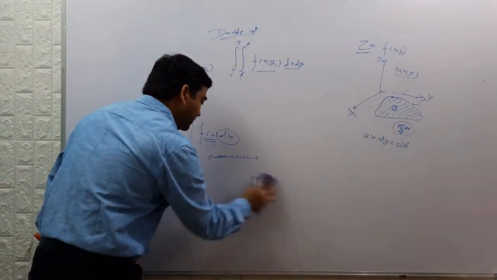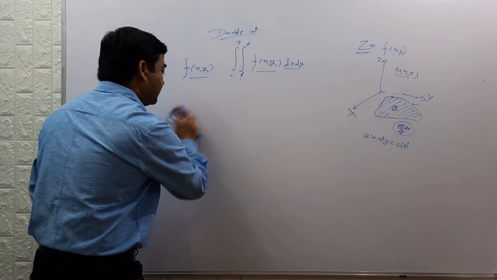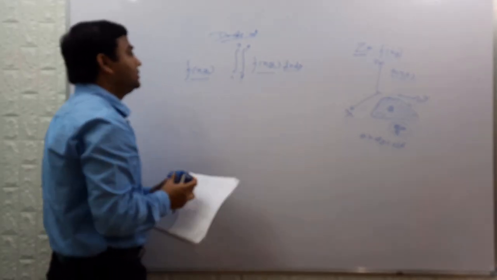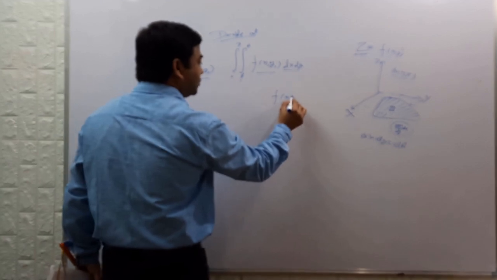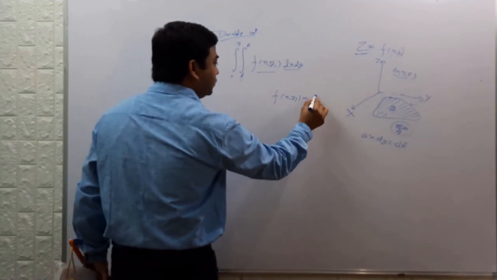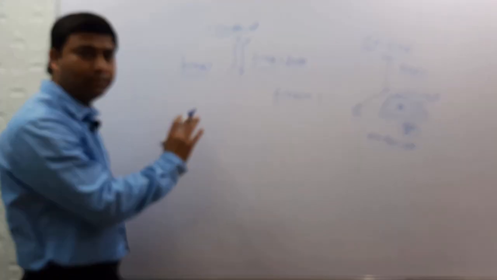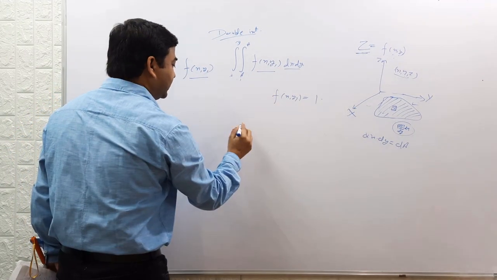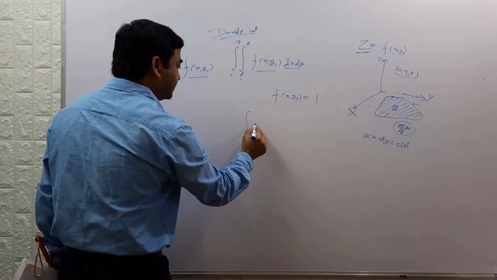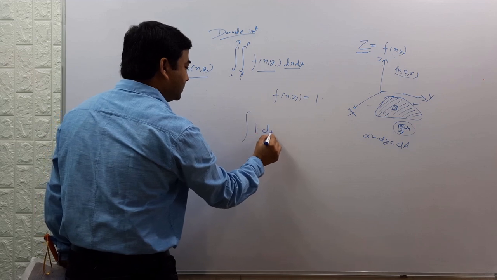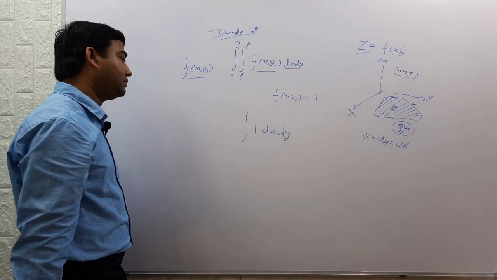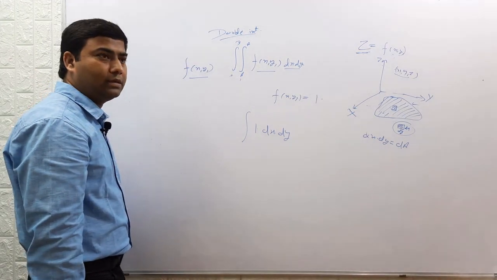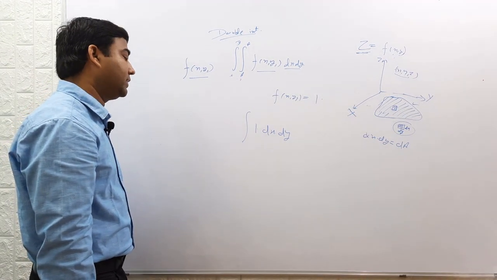Let us take an example. So you see, if f(x, y) is equal to 1, the most simple function, then it can be written as 1 dx dy. This is 1 dx dy.